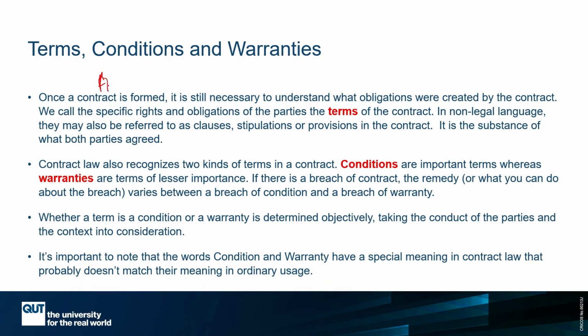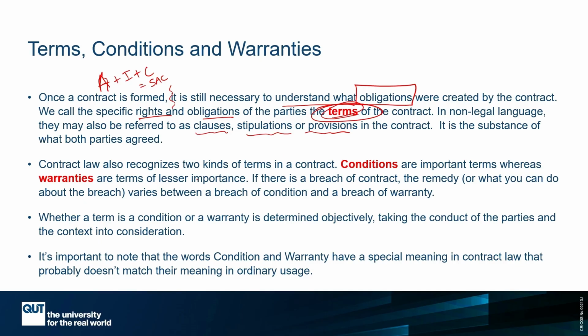So once we've got our agreement and our intent and our consideration, we have a simple apparent contract, and imagine that it's enforceable, we haven't done anything wrong. Then we need to understand what obligations have been created by that contract. Those specific rights and obligations we call terms. Now, in everyday language, you might have heard them called clauses of a contract or provisions of a contract, even stipulations of the contract. But it's the same thing. We're going to use the word terms for the rest of this mod.